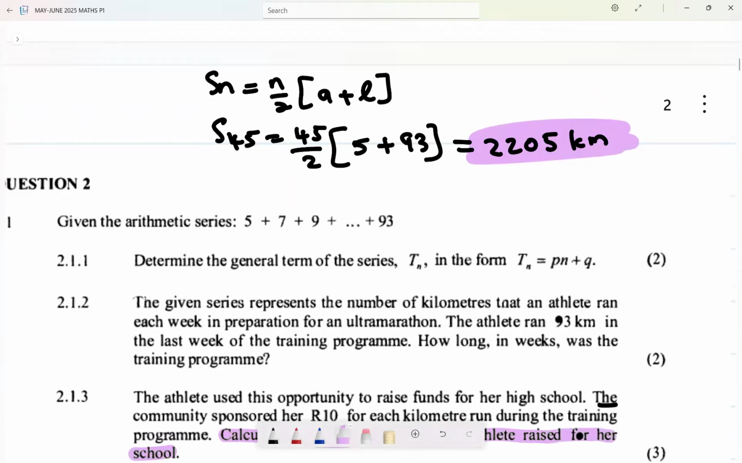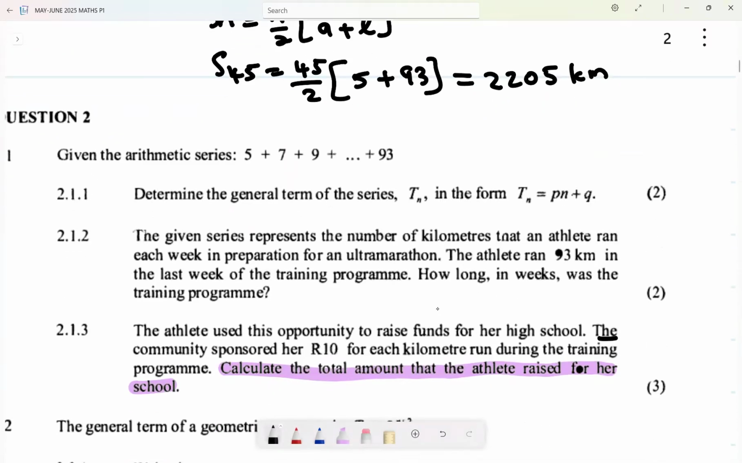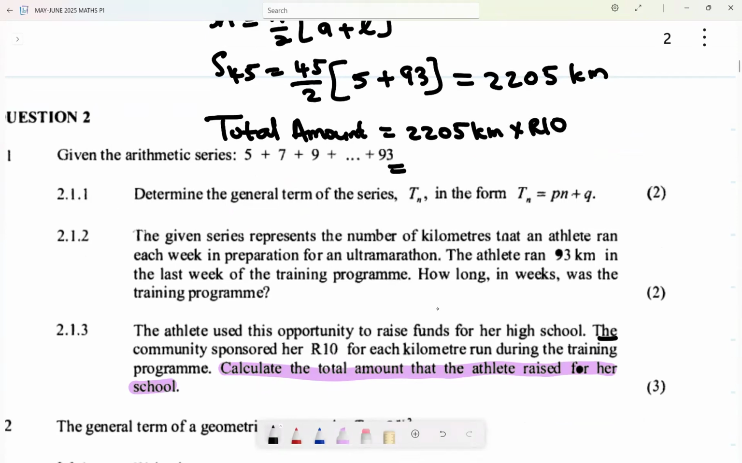So if these are the kilometers she ran, we need to multiply that by 10 rand. So you're going to say the total amount is going to be the kilometers ran multiplied by the amount of each kilometer. So it's going to be multiplied by 10. If I'm correct, guys, I'm getting an amount of 22,050 rand. Hopefully I did not make any mistake, guys.